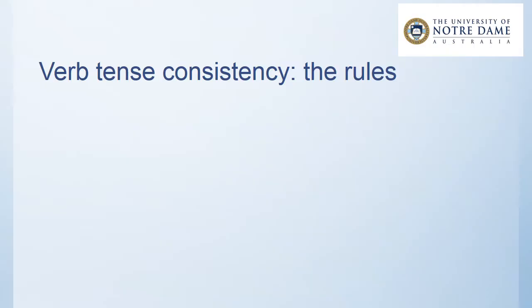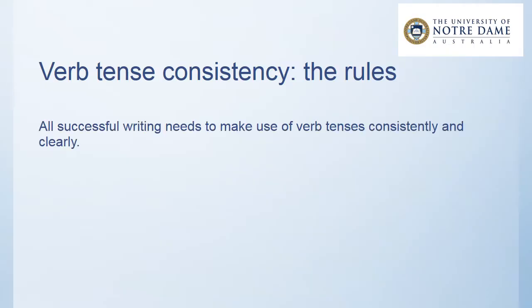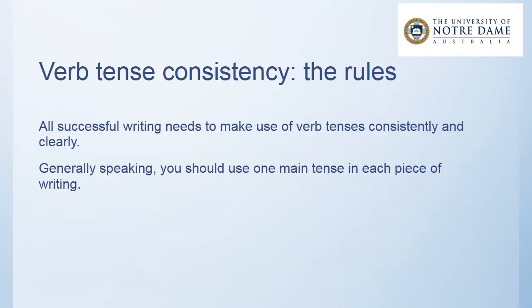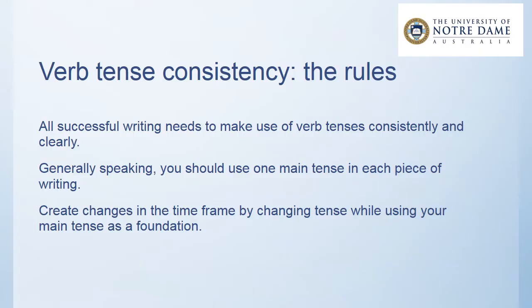Once you are familiar with how to form the basic tenses in English, let's look at how to use them consistently and clearly. This is very important for successful writing. Generally speaking, you should be using one main verb tense in each piece of writing. You create changes in the time frame by changing tense while using your main tense as a foundation.